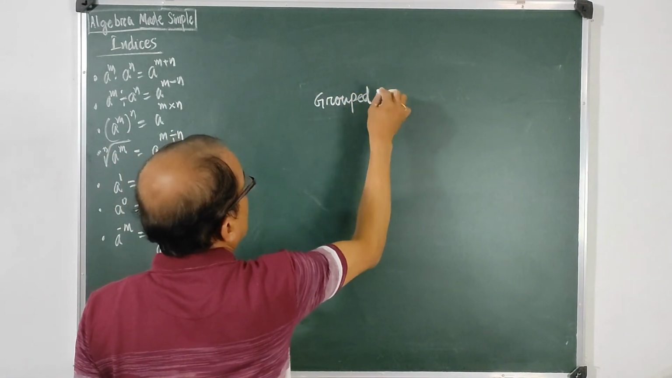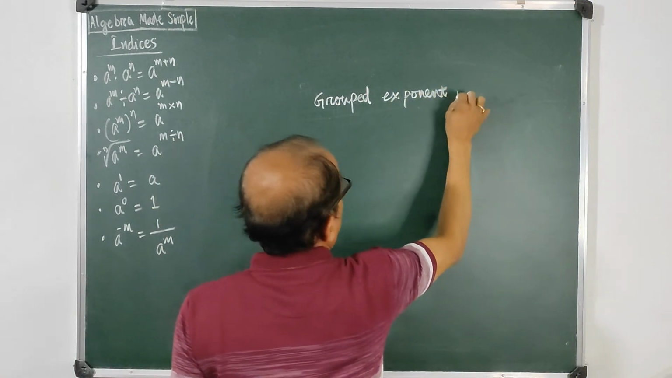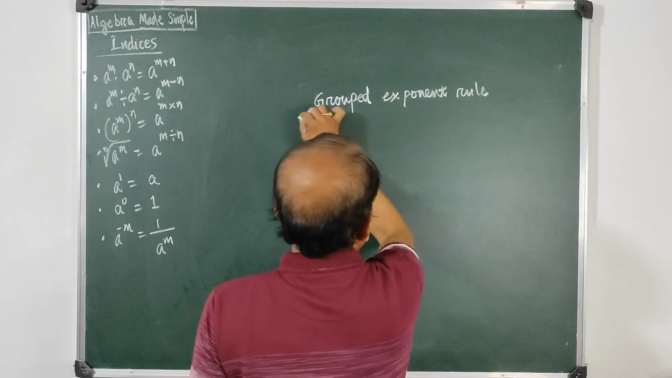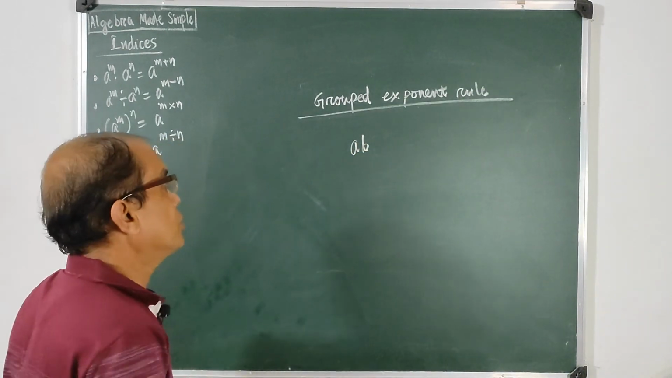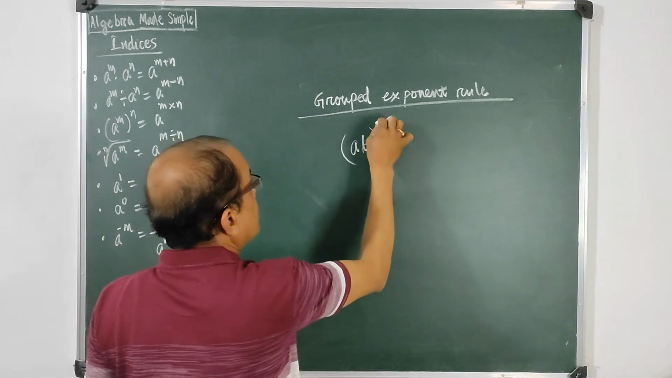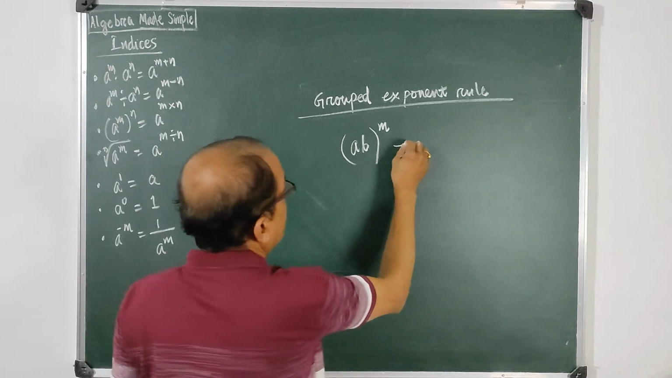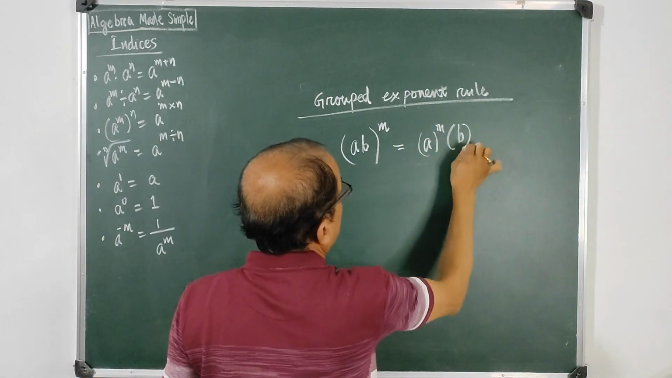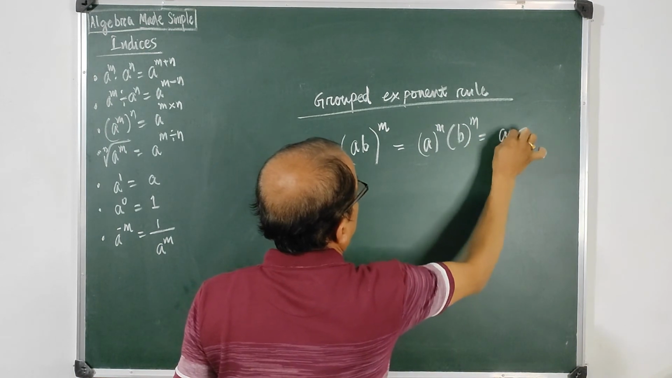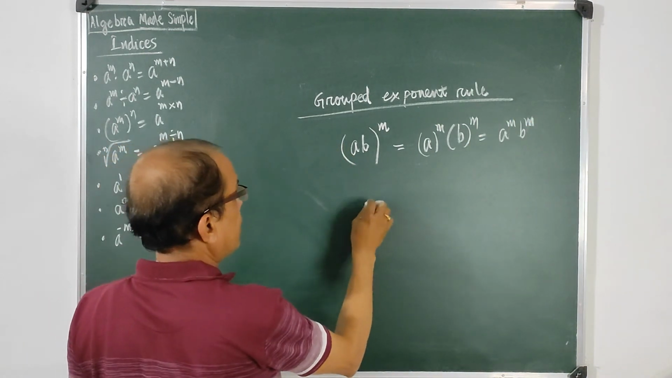Next, grouped exponents. When you have ab, a product of two numbers, and you have the same power, then what do you get? This is equal to a to the power m into b to the power m, and we can write it as a to the power m, b to the power m. So this is a rule, you can find it like this.